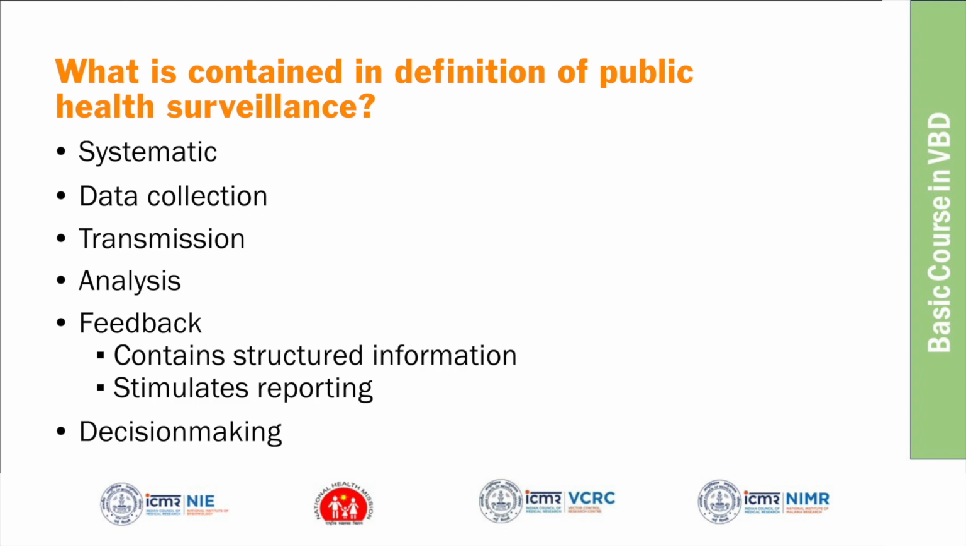So the definition itself, each word has a meaning. Systematic is a routine process, and we are collecting predefined cases data. The collected data is transmitted; how we are going to transmit, we will see one by one. Once we transmit this data, the next step is analyzing it. Based on the analysis, we convert the raw data into information. Based on that information, we make decisions. So now we have seen the definition of surveillance.